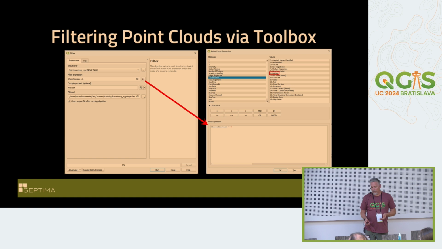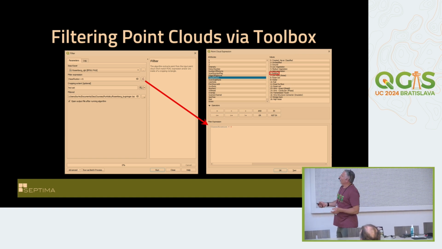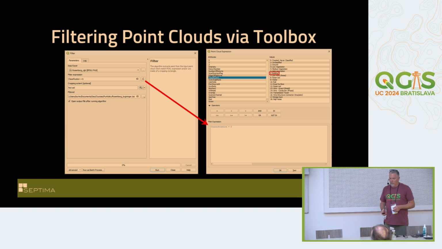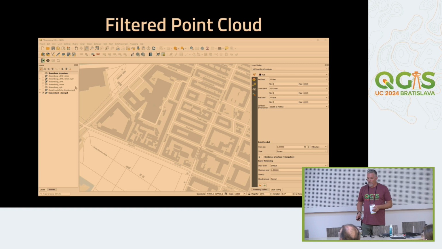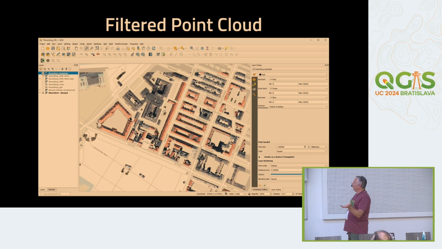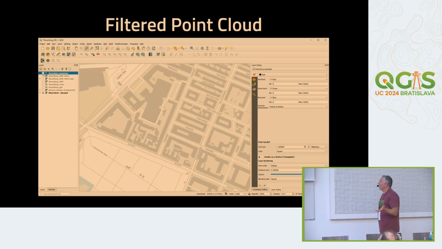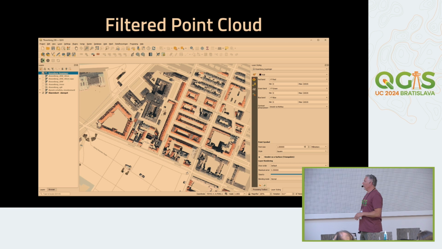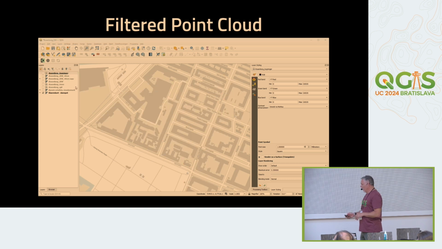And then with this filter tool, I can also set it to the current map canvas extent if I want to. So here's the result of that filtered point cloud, where I have just my buildings represented as a point cloud data set, and then I can use any of the symbology tools that I want with that.